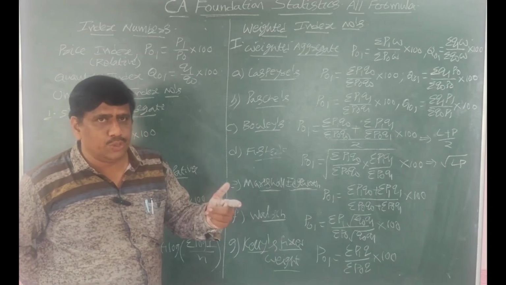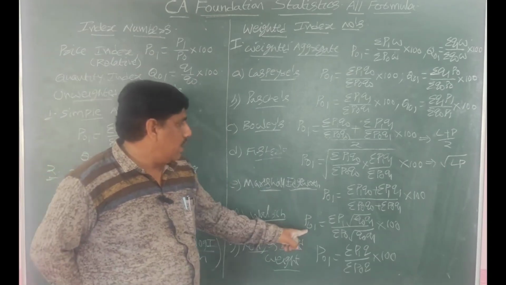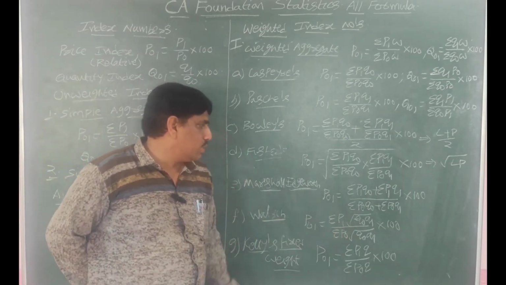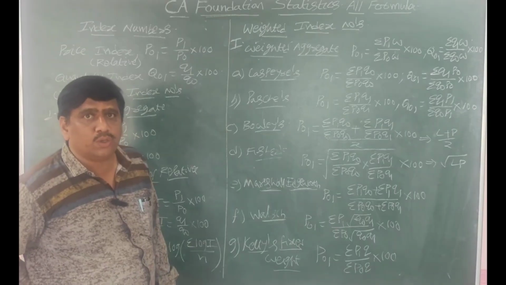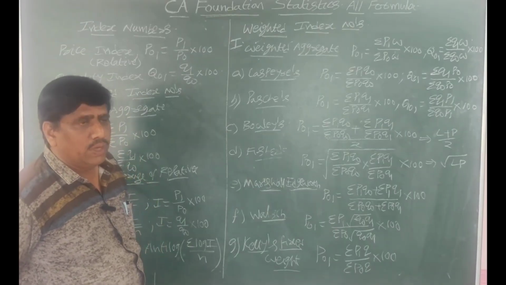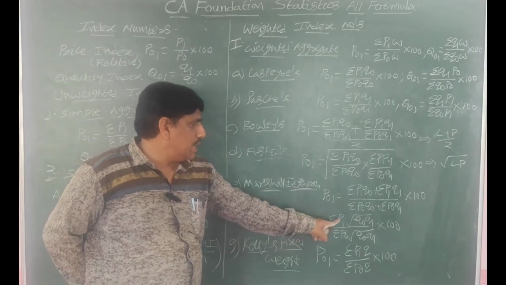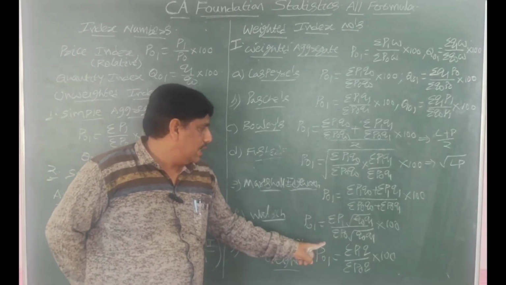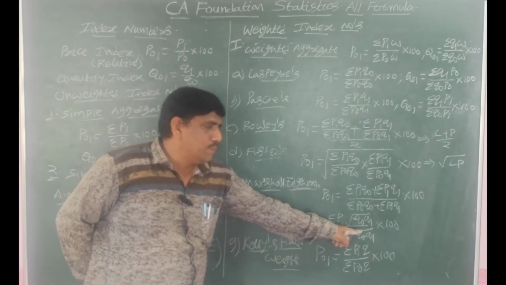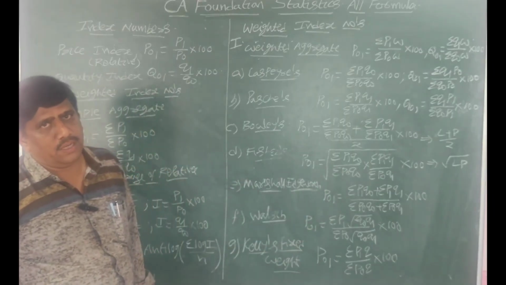Walsh: the geometric mean of base year and current year quantities is taken as weights. Walsh index number is also known as the cross-weighted formula. The formula is summation P1 root Q0 Q1 by summation P0 root Q0 Q1 into 100. Okay, Walsh price index number. If it is quantity index number, summation Q1 root P0 P1 by summation Q0 root P0 P1 into 100 will be the formula.